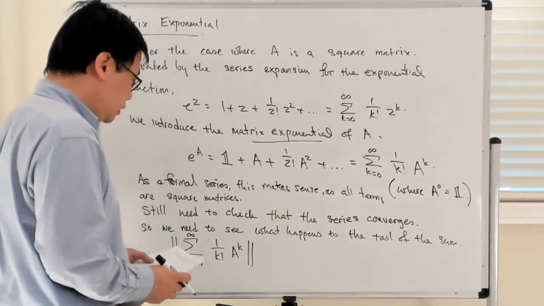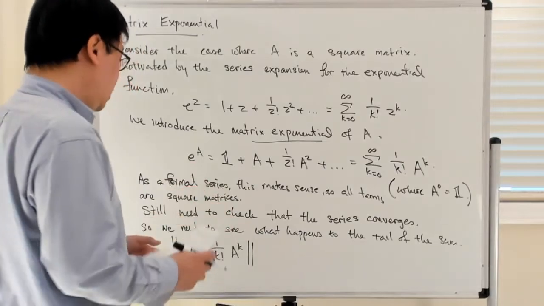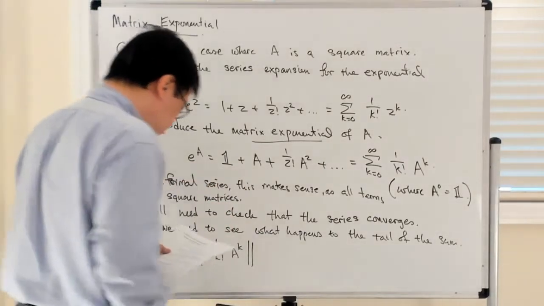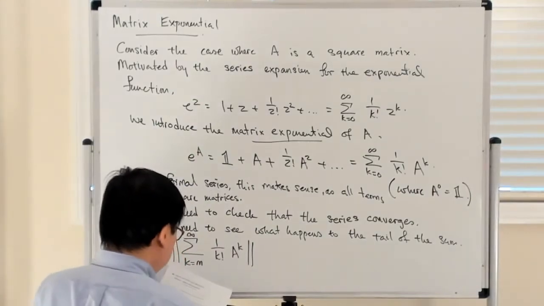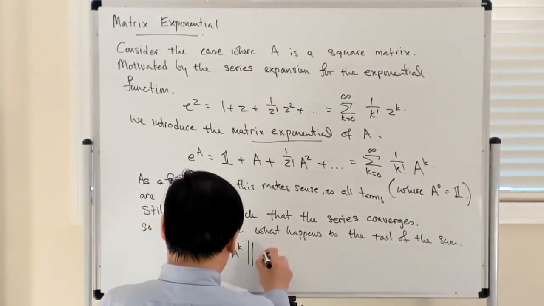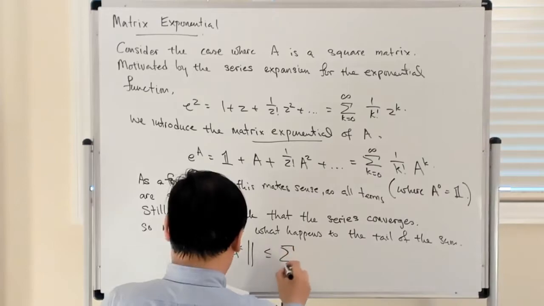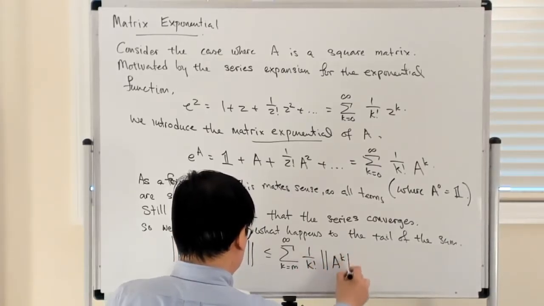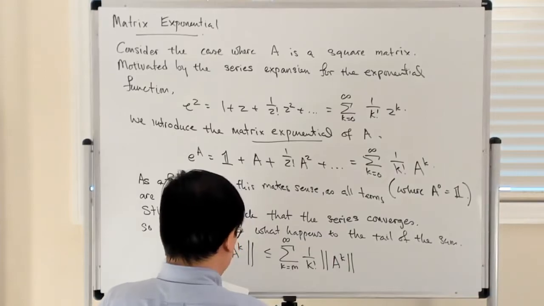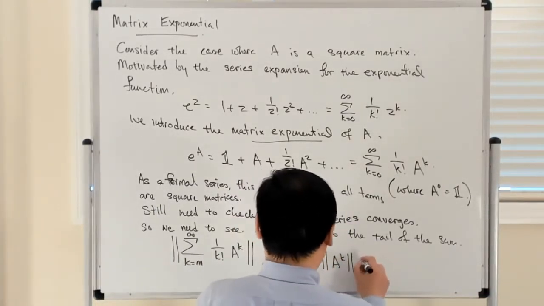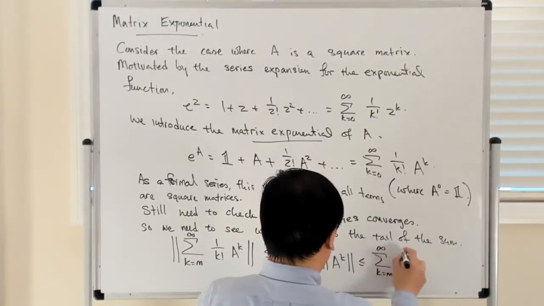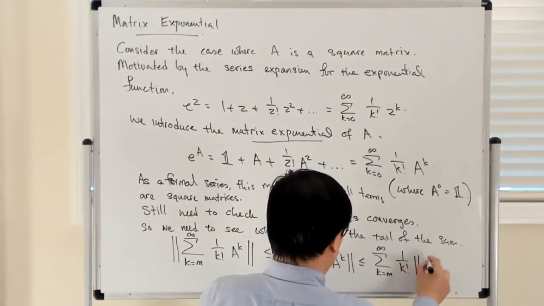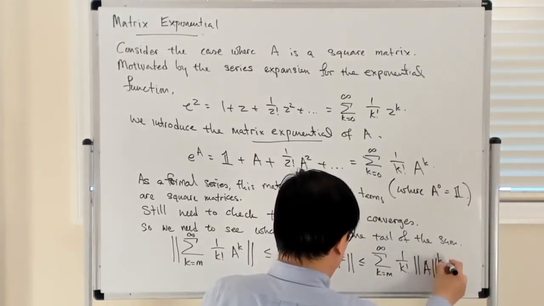It's the induced norm which is induced by some given norm on C^n, which is just the vector space which it works on. Okay, so you have this, and this is obviously less than or equal to the sum from k equals m to infinity of 1 over k factorial, the induced norm of A to the k. And then this is going to be less than or equal to the sum from k equals m to infinity of 1 over k factorial, the induced norm of A, to the kth power.